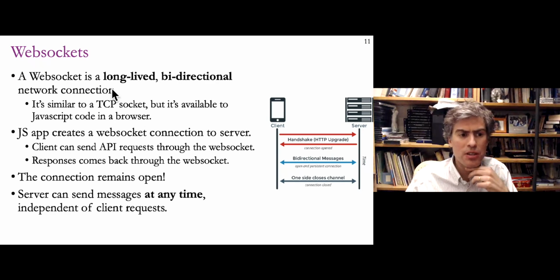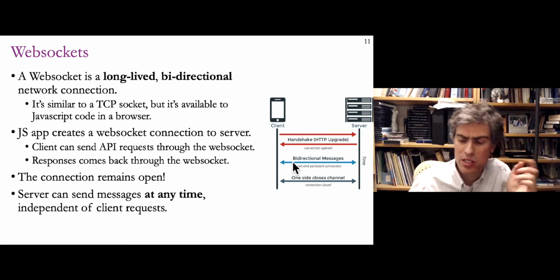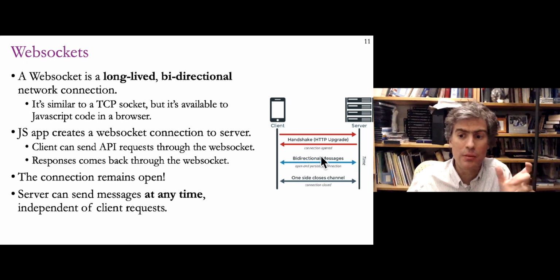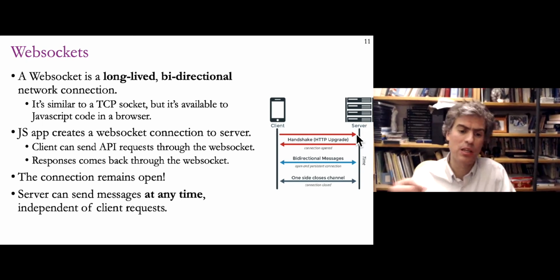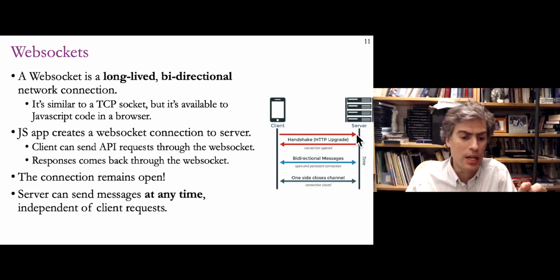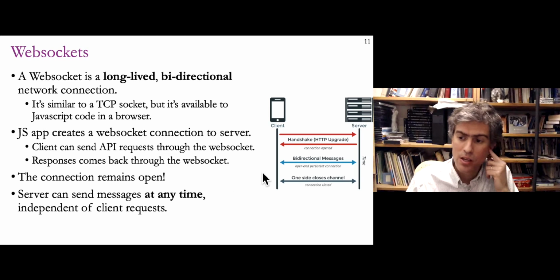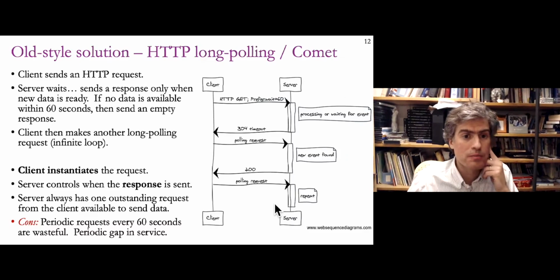Yeah, so like I mentioned, WebSockets are long-lived bidirectional network connections. It's similar to TCP, if you've heard of that from networking class, but it's available to JavaScript in a browser. Okay, so you set up the connection, and then you can send JSON messages back and forth at any time between the client and server. And in this case, it's no longer really client and server, but they're peers. Either one of them can send data at any time. The connection remains open even after the message was delivered, unless either side decides to close the connection. Okay, so that allows you to do push notifications.